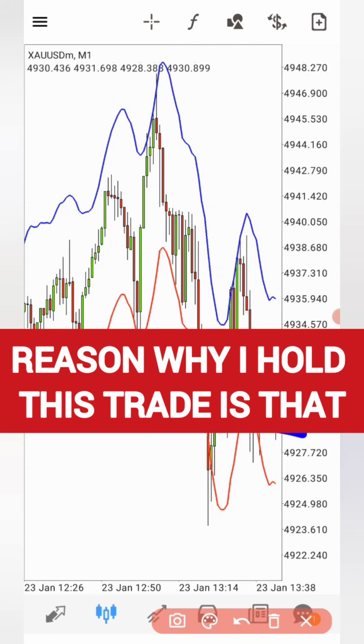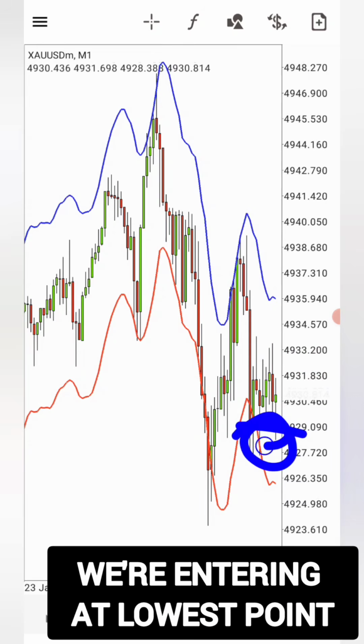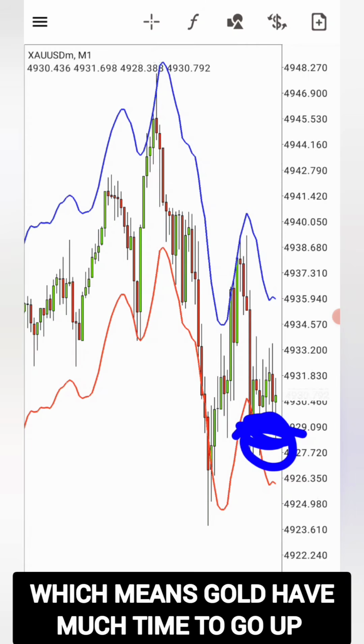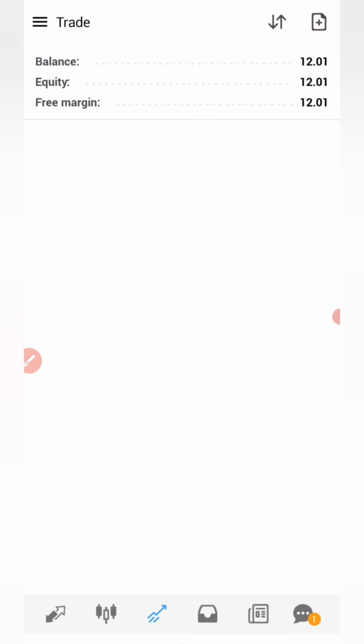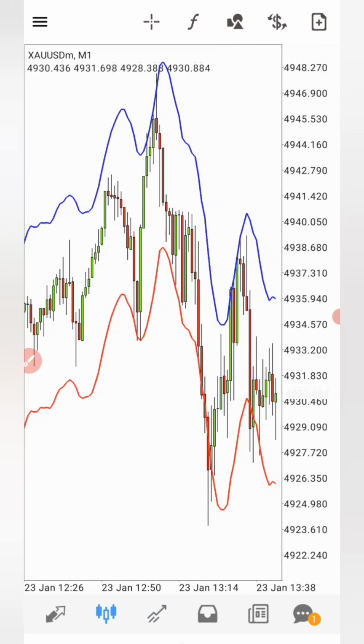The reason why I hold this trade is that we are entering at the lowest point of gold, which means it has much more time to go up. So here we actually grew the account from $2. Now we are over $12.01, right? Which means it's time to go a little bit bigger with our trading account.